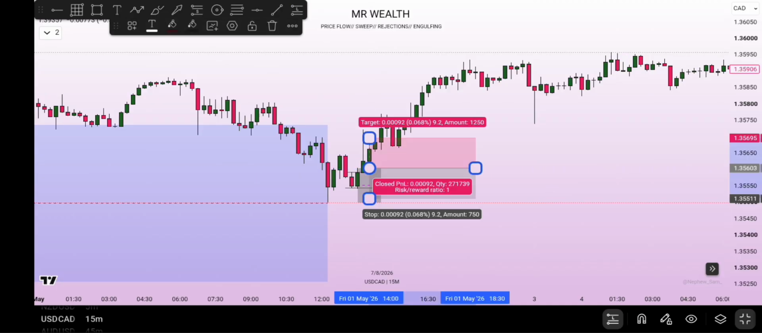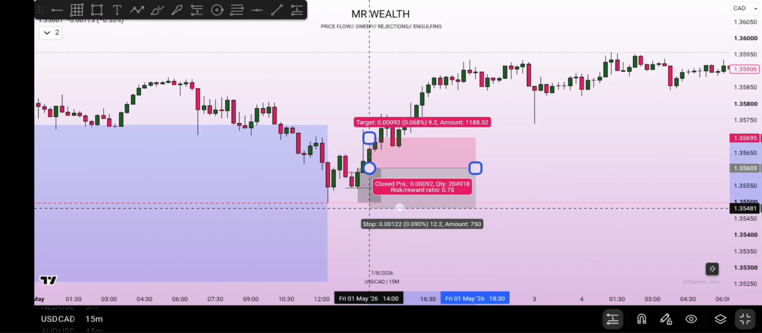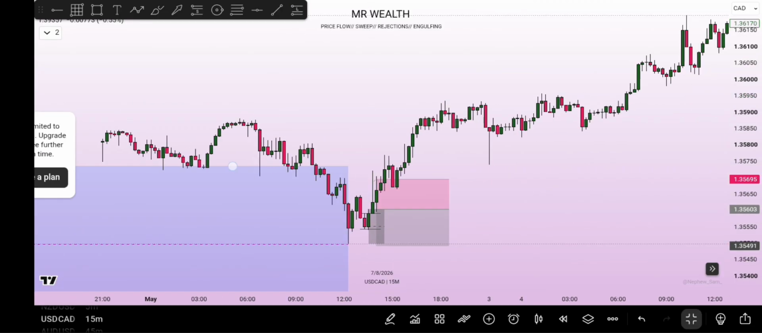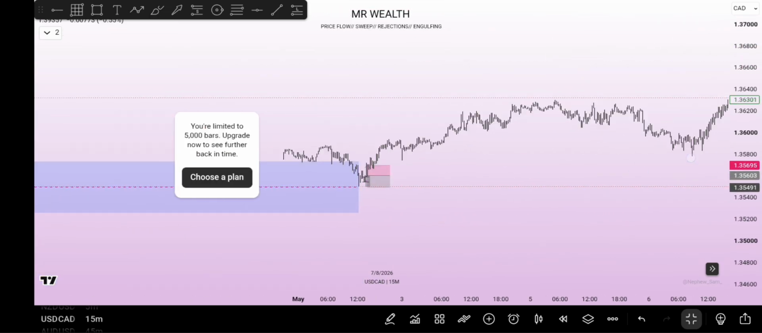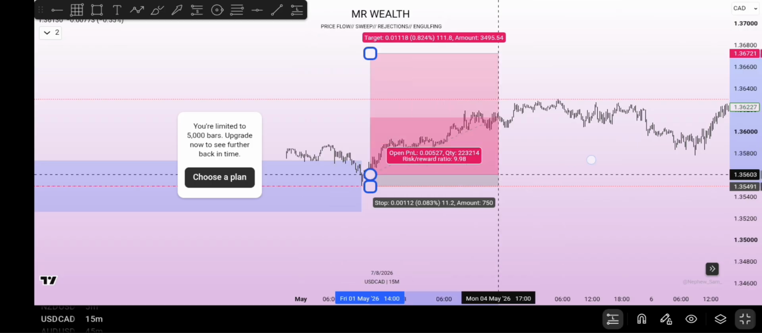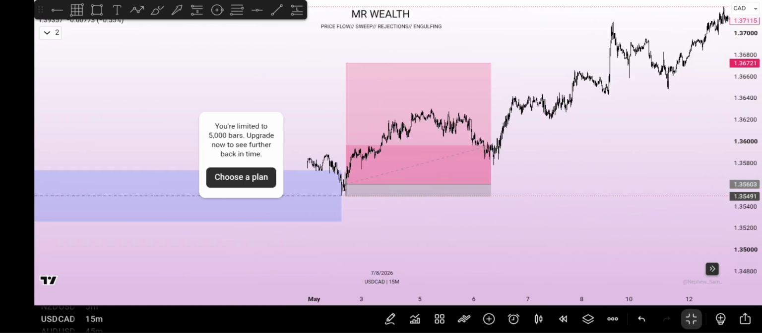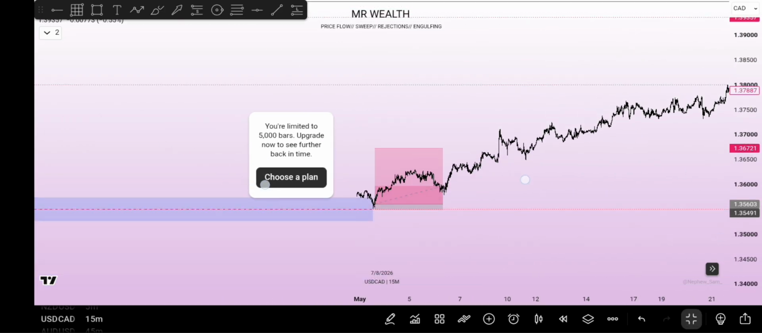sweep, reject, break or engulf. Let it be a body close. That is what we just do. Let it be a body close. You understand? Let it be a body close. That's what we just need.